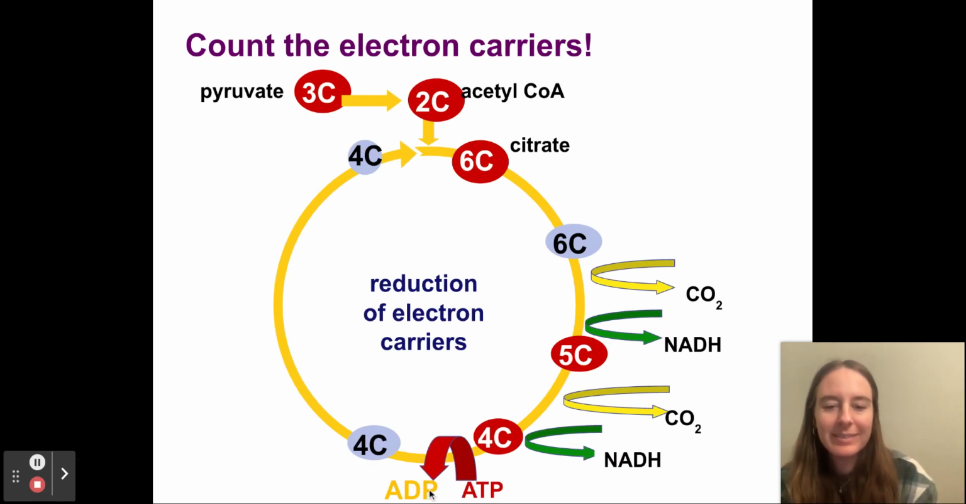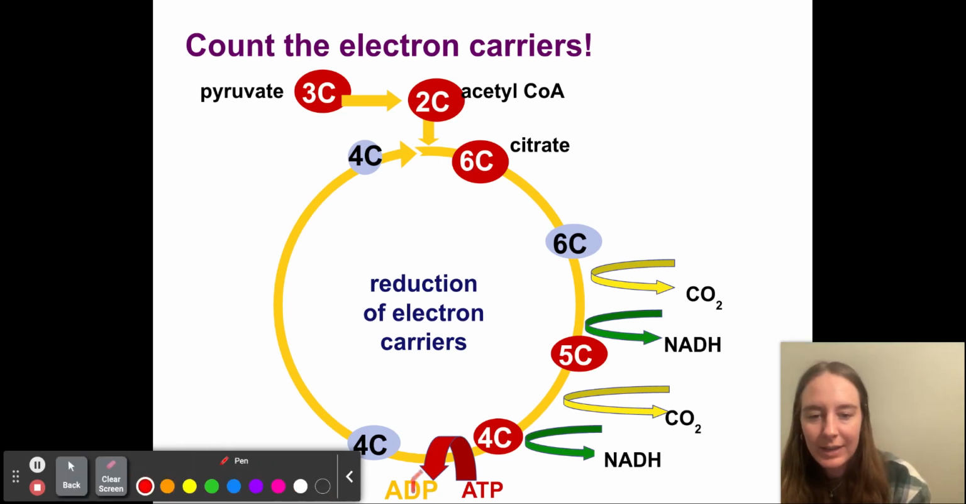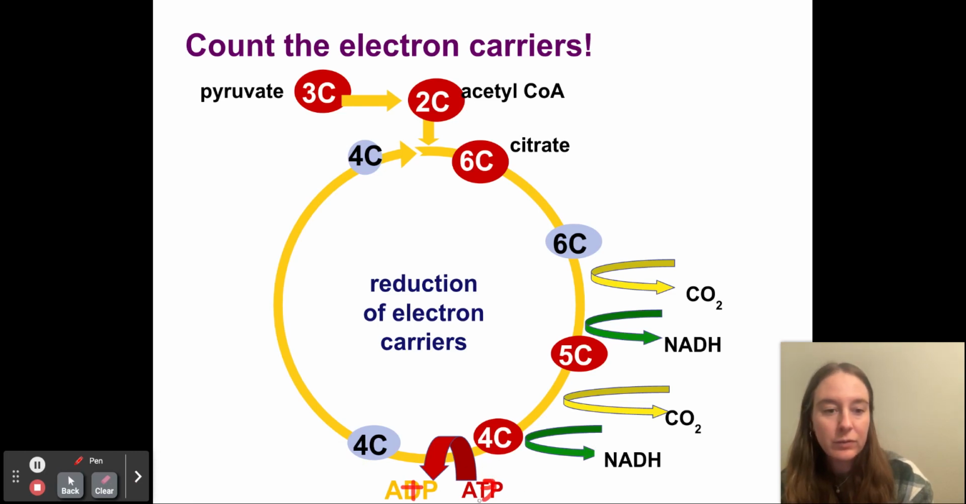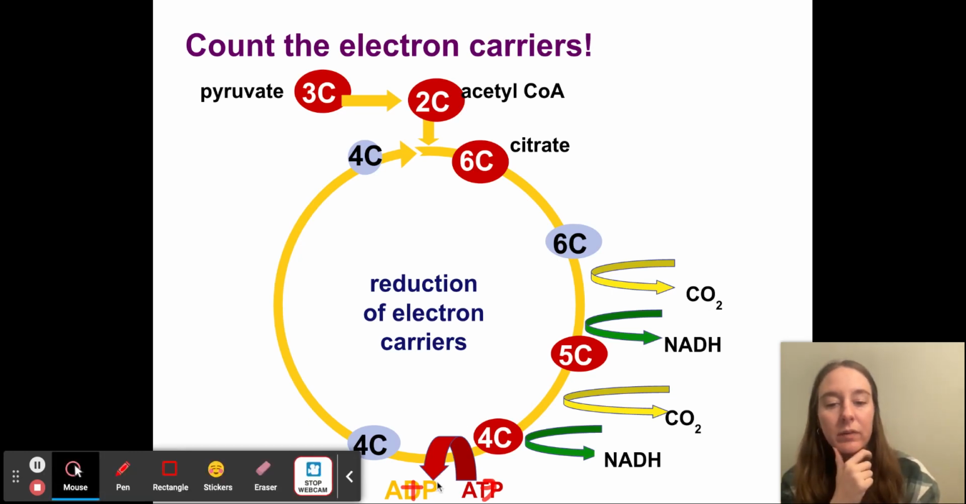This is mixed up here. My apologies. This should say ATP. I mixed it up. And this should say ADP. Oops, sorry about that. So we're going to phosphorylate ADP. We're going to add on a phosphate, and we're going to make ATP in this step. The details of that you don't need to know. Just know that 1 molecule of ATP is made here.